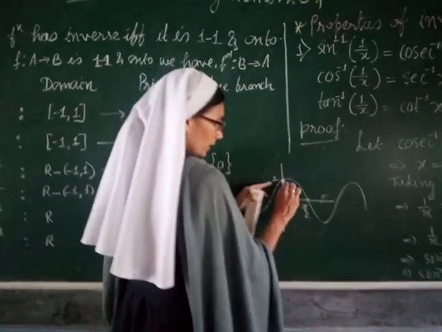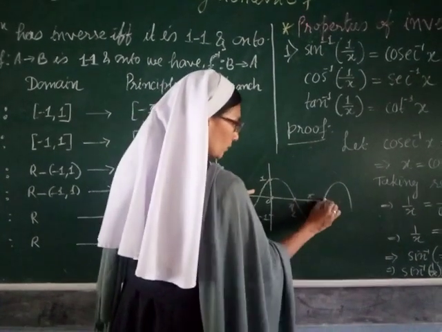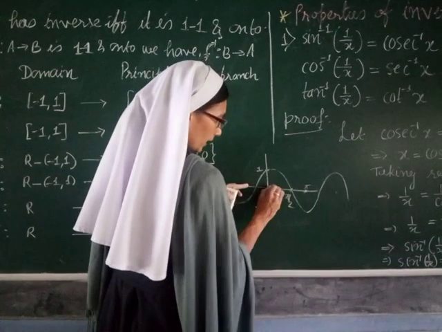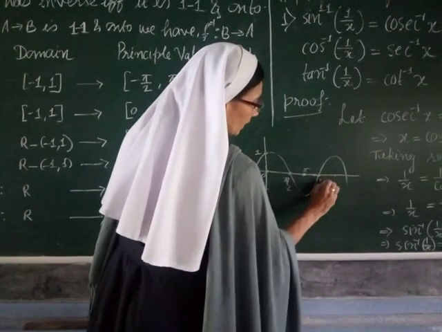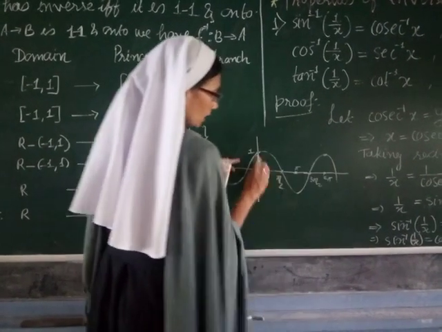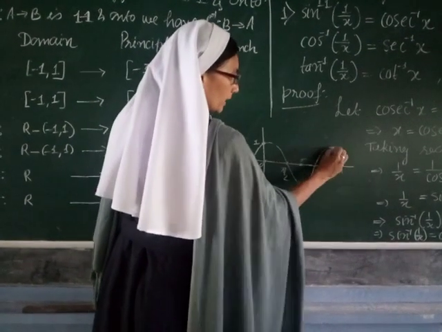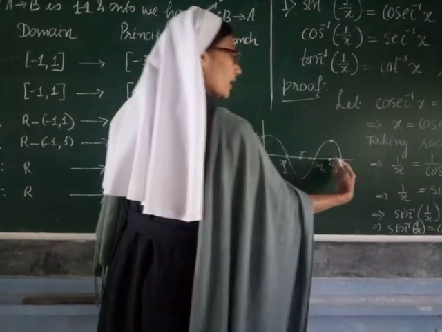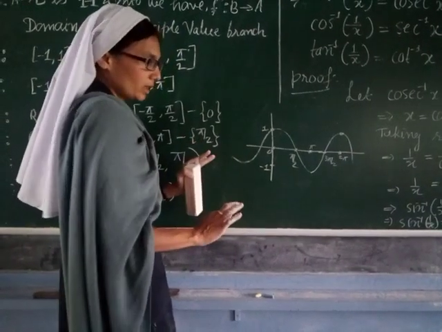Now what happens? This keeps repeating, right? So it is not one-one. For all these values, when you go ahead it will come to 3 pi by 2, and then 2 pi. So for 0 it is 1, and for 2 pi it is also 1. That means there are infinitely many numbers for which this function will not be one-one and onto.